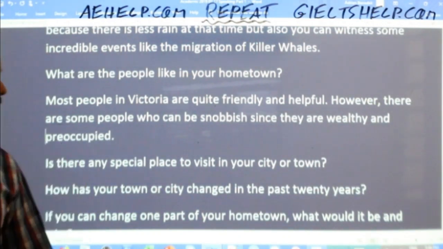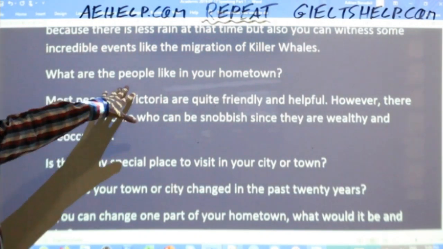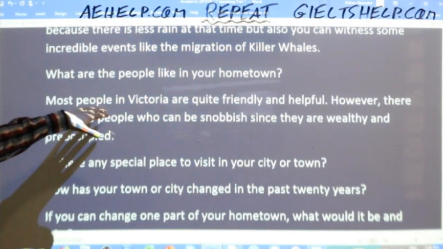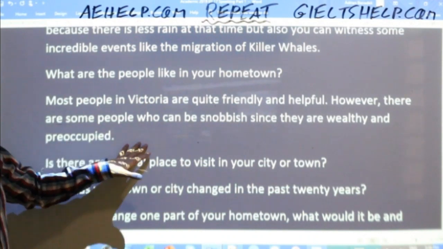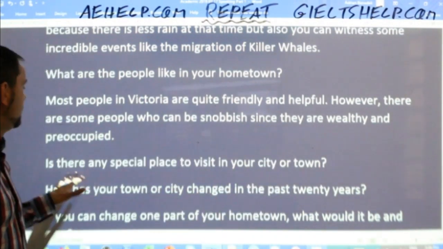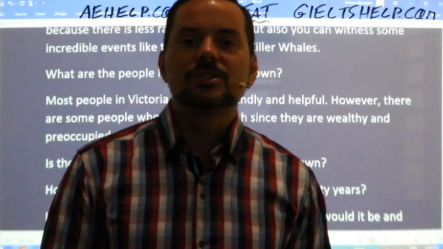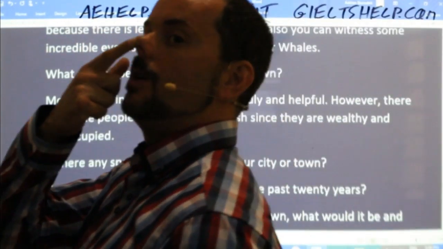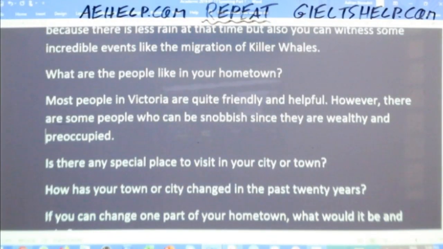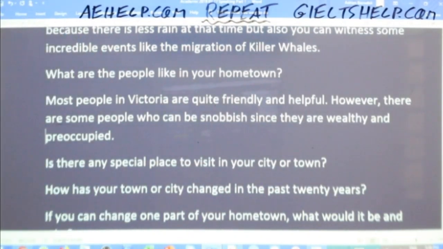Okay. So, some vocabulary here for you. Repeat after me. What are the people like in your hometown? Most people in Victoria are quite friendly and helpful. However, there are some people who can be snobbish since they are wealthy and preoccupied. Yeah, Victoria is one of those wealthier parts of the world. Snobbish means that they kind of hold their noses high in the air as they walk around, and they think that they are the center of the universe. That's snobbish. Snobbish. All right.